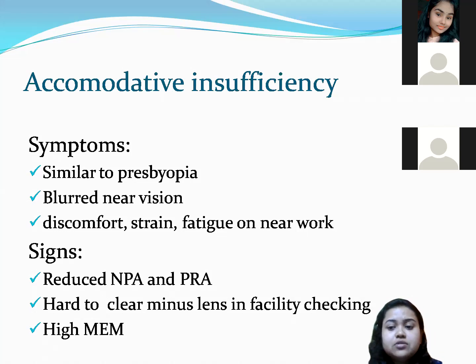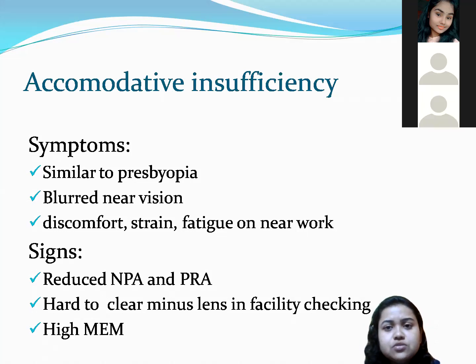Accommodative facility, how to test that? If the patient's NRA value is about plus 2.5 diopter and the PRA is minus 3 diopter, you can choose a flipper of around plus minus 1.5. You can also choose a flipper of plus minus 2.